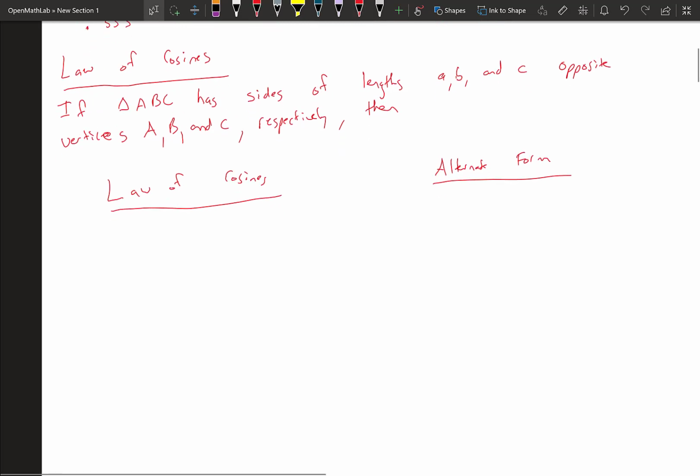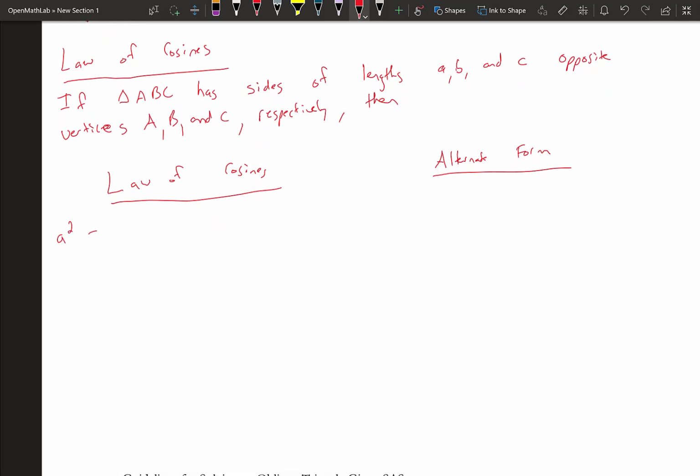So the law of cosines, the first one is a squared equals b squared plus c squared minus 2bc times the cosine of angle A. And then we have b squared equals a squared plus c squared minus 2ac times the cosine of angle B. And then c squared equals a squared plus b squared minus 2ab times the cosine of C. And then each of these in alternate form.